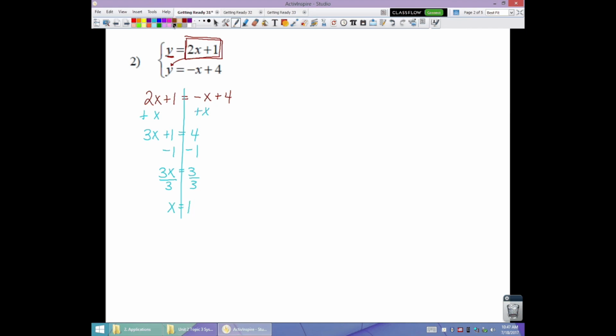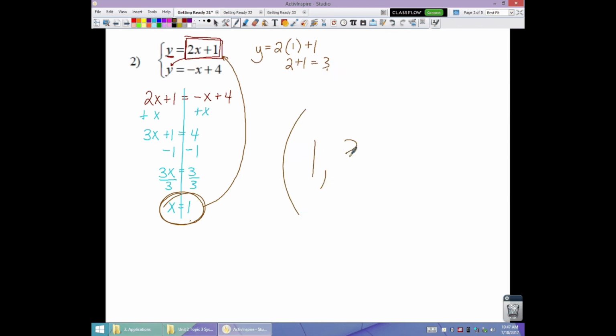Now, you have not solved the system here. You have solved for one of the variables. Solution to a system of equations is always an x and a y. It's a point. So this is one of my 2 numbers. I need to find the other one, so we substitute that back in the box. So the y value would be 2 times, we just found out x is 1, plus 1. Well, 2 times 1 is 2, plus 1 is 3. So if x is 1 and y is 3, my solution here is the point (1, 3).